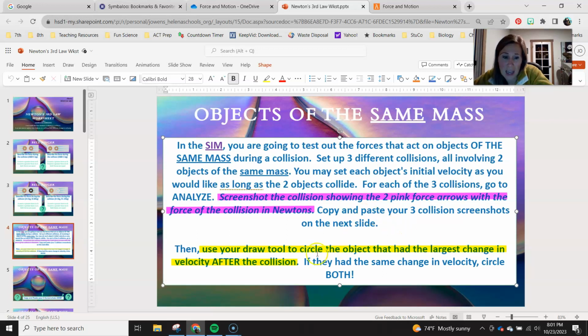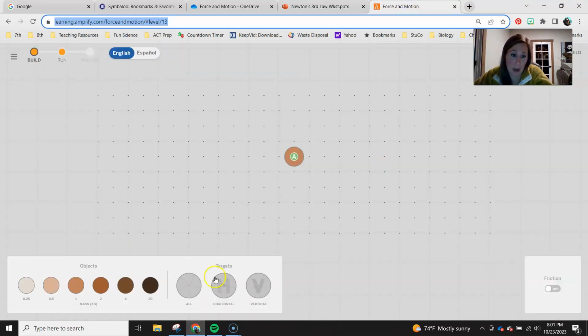Again, 3 different collisions. And then once you are done with that, use your draw tool to circle the object that had the largest change in velocity after the collision. If they both have the same, you're just going to circle both of them. Okay, so let's take a look at what that might look like.